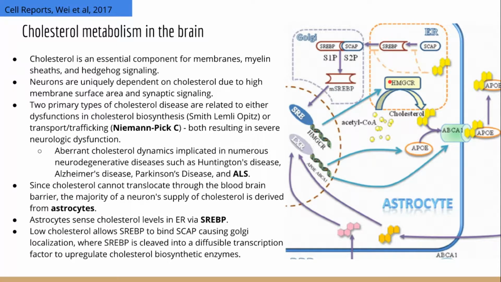But the summary for this slide, let's just stick with the astrocytes, is that neurons are incredibly reliant on cholesterol to function properly, and they cannot get cholesterol from the blood like most cells. Instead, they rely on astrocytes to sense and produce cholesterol. And astrocytes use this SREBP, SCAP signaling program to sense and modulate cholesterol biosynthesis.